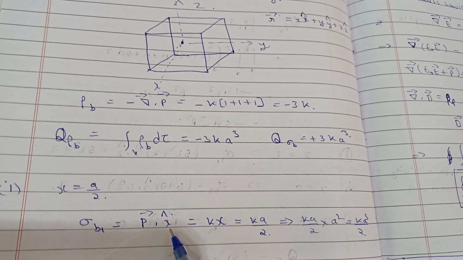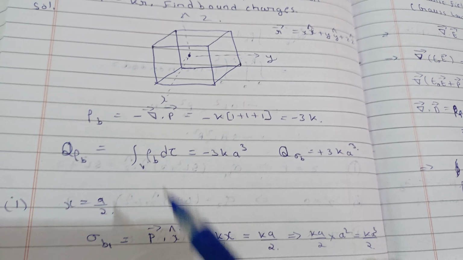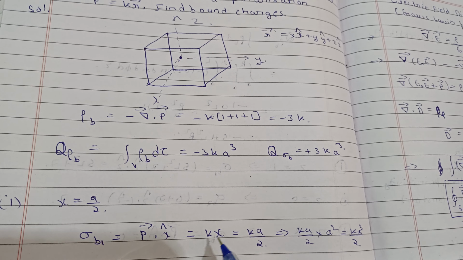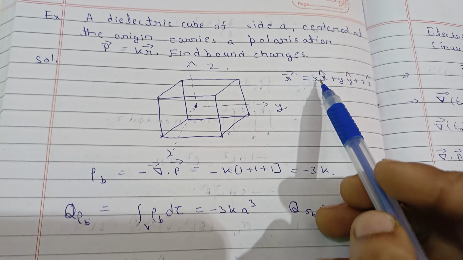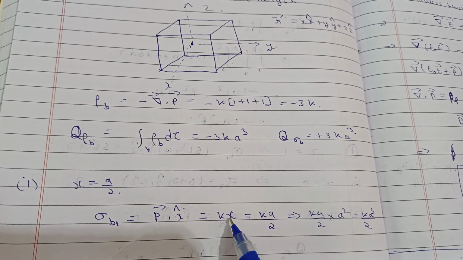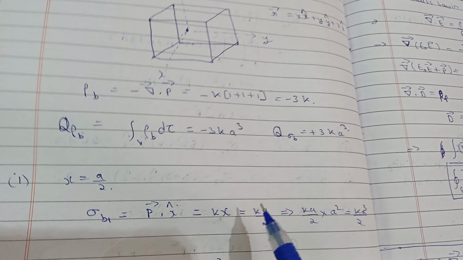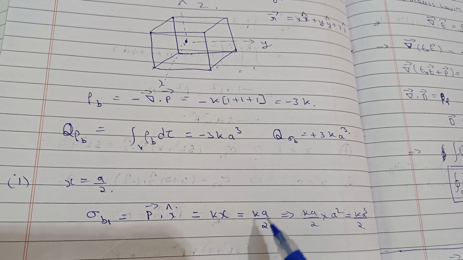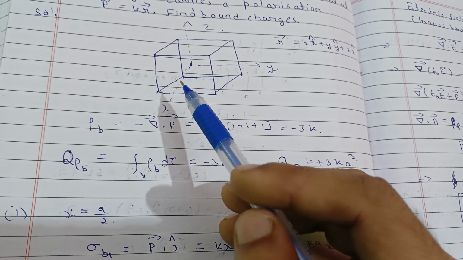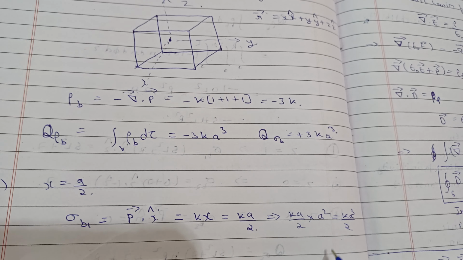That will be P dot x cap, because for this surface the direction will be x cap, and P dot x cap will give you kx, because P is this. So it will be kx, and in place of x just write a by 2. It will be k a by 2, and this is your surface bound charge density. Multiply by the surface area of this surface, which is a square. This will give you k a cube by 2.